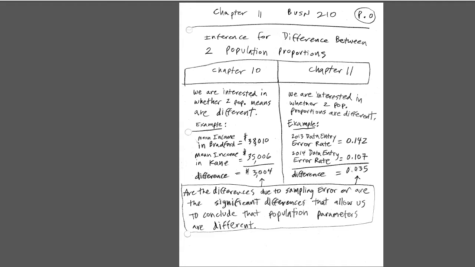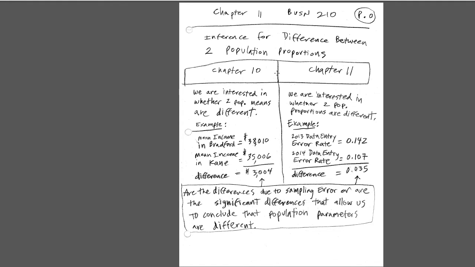Now, the main example we did in Chapter 10 is we were interested in whether two population means were different, right? Means. And our example was we had the mean income in Bradford, that's a city, was $38,010, and the mean income in Kane was $35,006. And since this is sample data, these are sample means, when we get a difference, the question is, is that just sampling error, or is that a significant difference where we can say there's a difference between these two? These are all actual numbers, meaning we went out and got a sample of dollar amounts for income. We calculated the sample means here and calculated the difference.